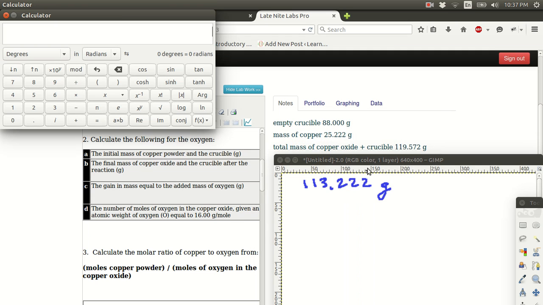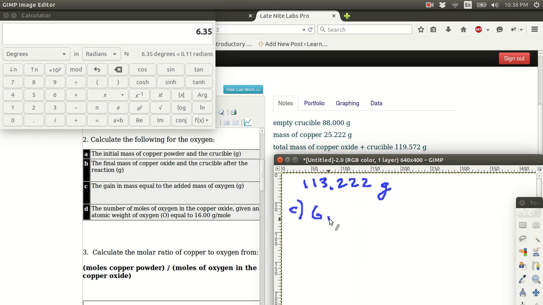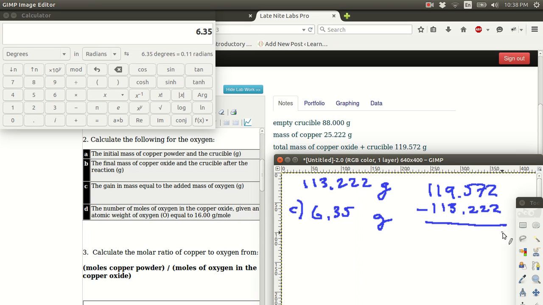So here we are with 119.572 minus 113.222. That's 6.35 grams. So I have the gain in mass right there for part C. I have 6.35 grams. Now this is important here. When you do 119.572 minus 113.222, of course your numbers will be different from mine, but when you do this type of calculation, you have to take into account the significant figures rules for addition and subtraction.